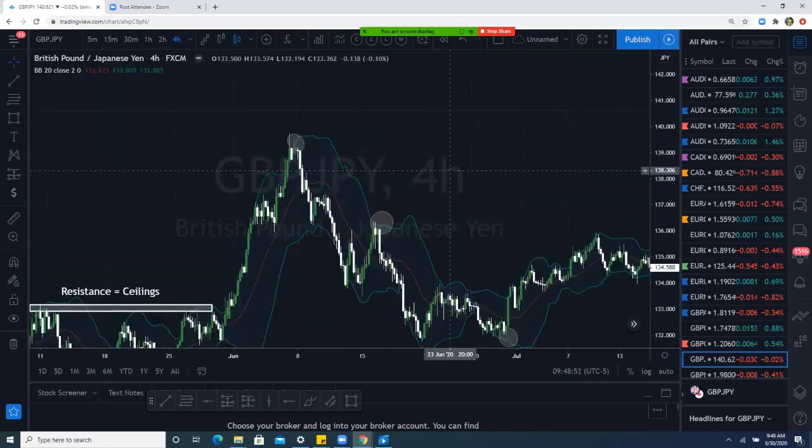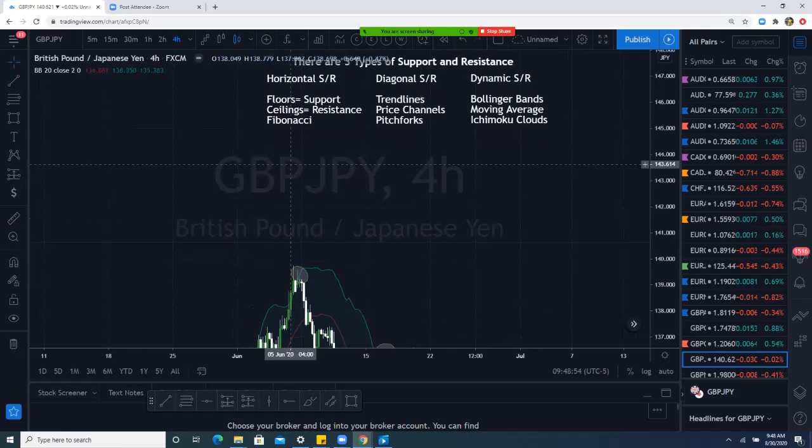So that's Bollinger Bands. The other one is going to be moving average. Moving averages are basically a line that takes the average price of, let's say, I'll use 50 for example, the last 50 closing prices. And this is a 4-hour chart, so the last 50 4-hour closing prices. And it's going to make a point, and then the next one is going to be another point, and it's going to connect the dots. That connecting the dots creates a moving average line.